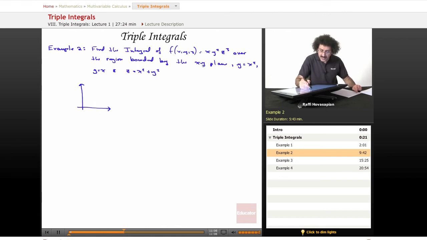So xy plane, okay, so this is x, this is y. Y equals x squared, that's going to be that thing. Y equals x, that's going to be that thing. So this is 0 and 1, that's where they meet. So this is the particular region.